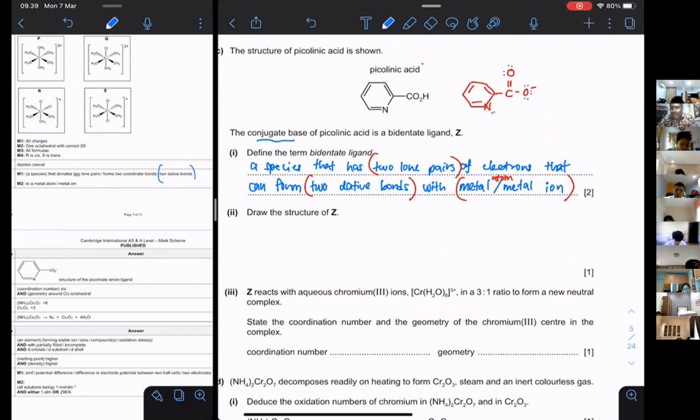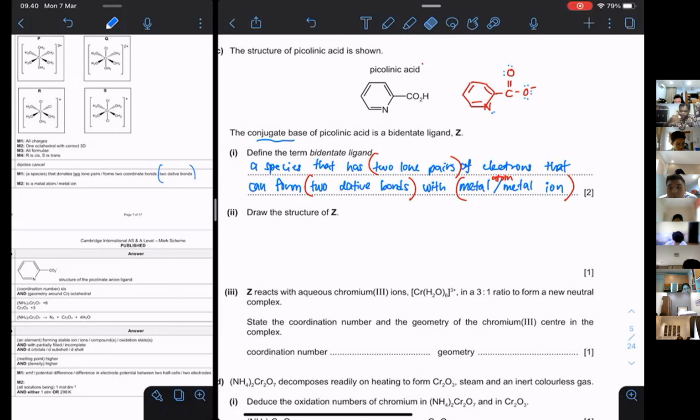Most of the time, they don't actually form a dative bond with this and this together because of the structure, the space. It's not good enough. They have this restriction in space, so they normally don't behave like that. So in this case, they say it forms bidentate, which means there are two dative bonds that can be formed by this molecule.